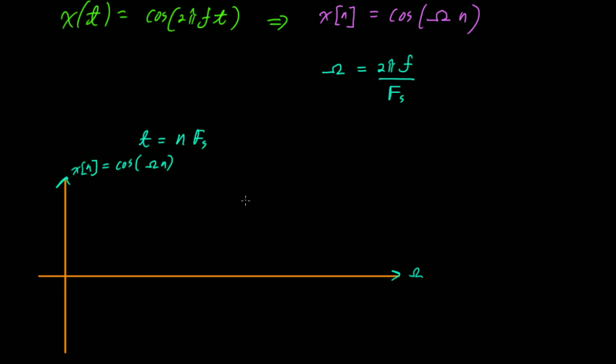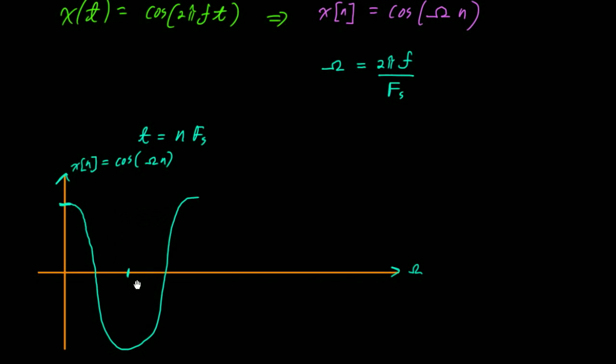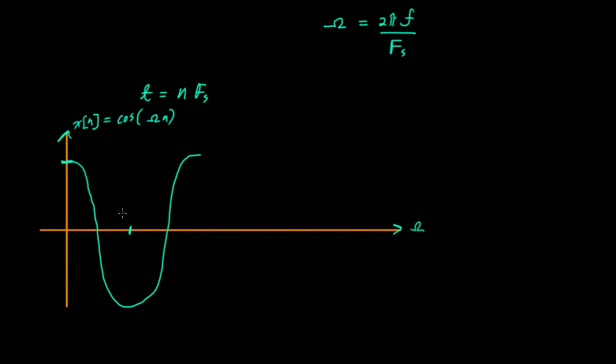So if I'm plotting this, it looks like a cosine. So where do I start? I start at 1, and what happens? Okay, so we know it looks something like this. What I want to look at here is pi.